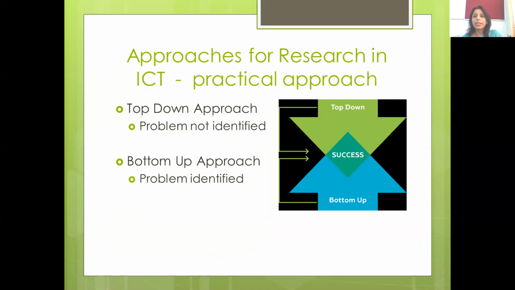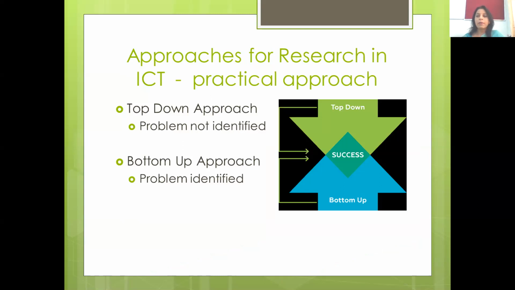Now, in the books, you will find different types of approaches. Okay, first you do a literature survey, then there is a graph which must be shown to you. Then after the literature survey, you identify your problem. But for me, there are two thumb rules: a top-down approach and a bottom-up approach.